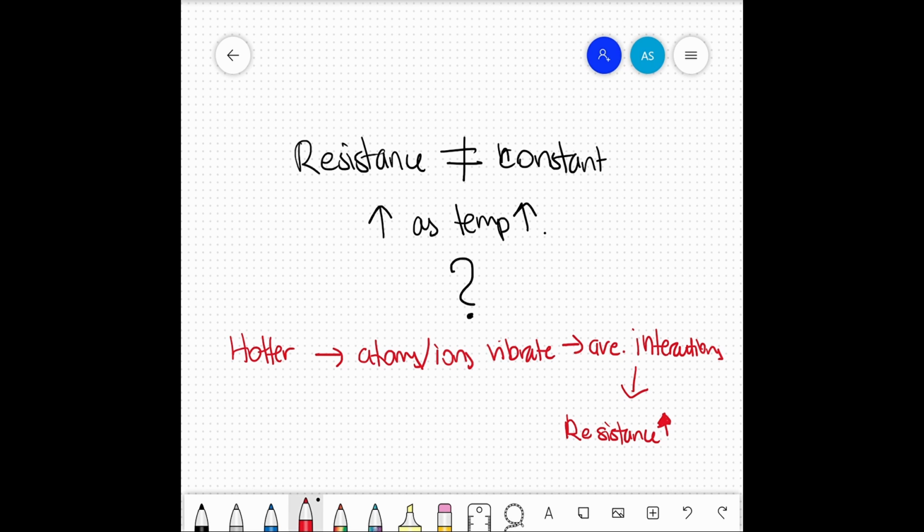Besides a few exceptions, broadly speaking, the resistivity of most materials increases linearly as temperature increases. So if you increase the temperature by 10 degrees, the resistivity would also increase by a certain amount. If you increase it by another 10 degrees, the resistivity would also increase by the same amount again.